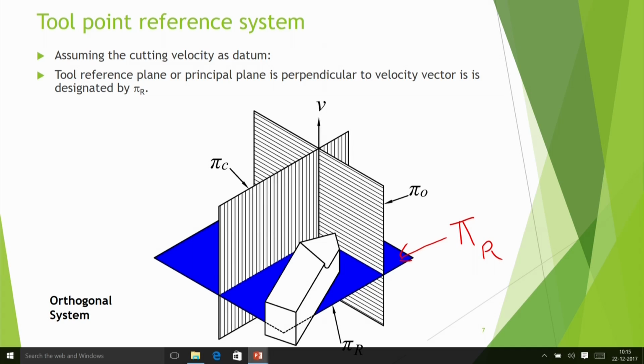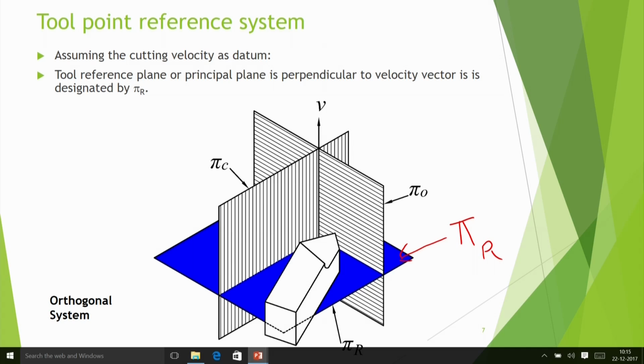Having made the reference plane, I have to make other orthogonal planes. So I take another plane which is containing the cutting velocity vector in it, and also the cutting edge. You see this cutting edge is contained in this plane, and this plane is perpendicular to the reference plane. So this will be called the cutting plane, that is the second plane. Now the third plane I take simply orthogonal to the other planes. That is why this system is called the orthogonal system.